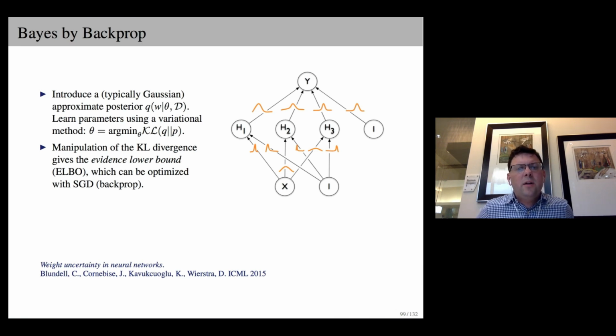So another historically important approach for Bayesian deep learning is called Bayes by backprop. This is where we introduce a typically Gaussian approximate posterior for our parameters. And then we learn those parameters using a variational method, which minimizes the KL divergence between our approximate posterior and the true posterior. Even though we can't integrate with respect to the true posterior, we can usually write down the unnormalized true posterior exactly. We just multiply our likelihood and our prior, and we can manipulate the KL divergence to get an evidence lower bound, which can be optimized with SGD and backpropagation.